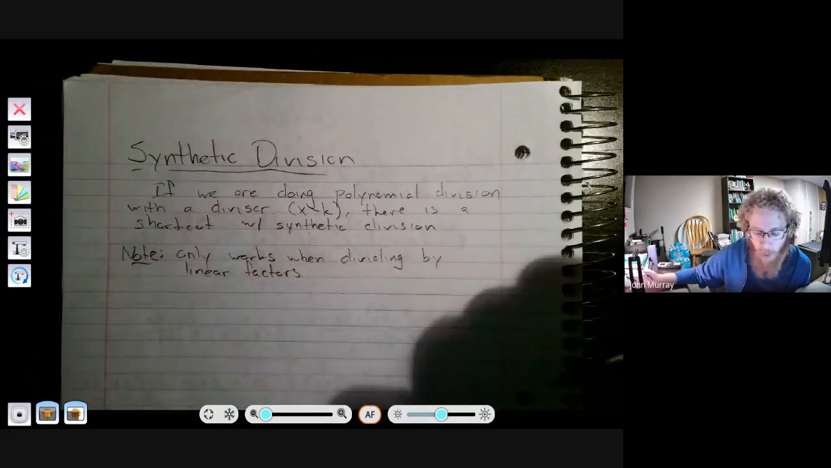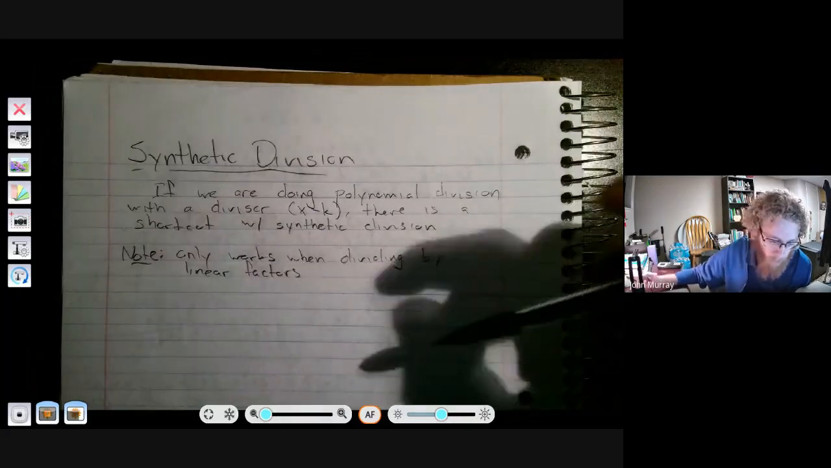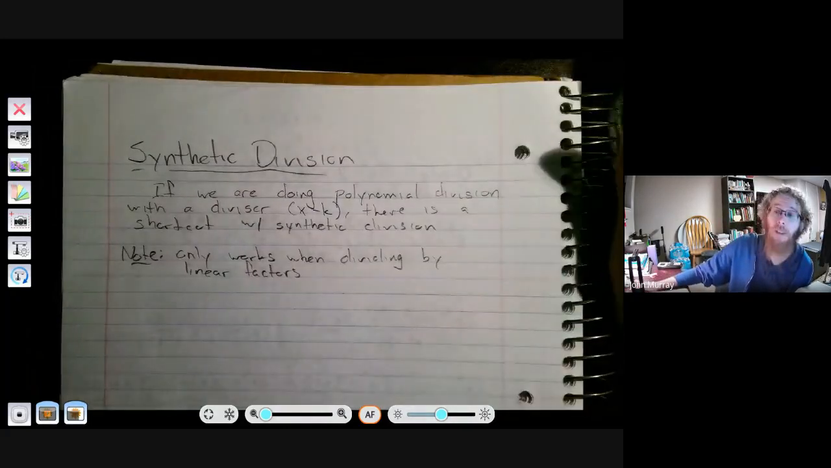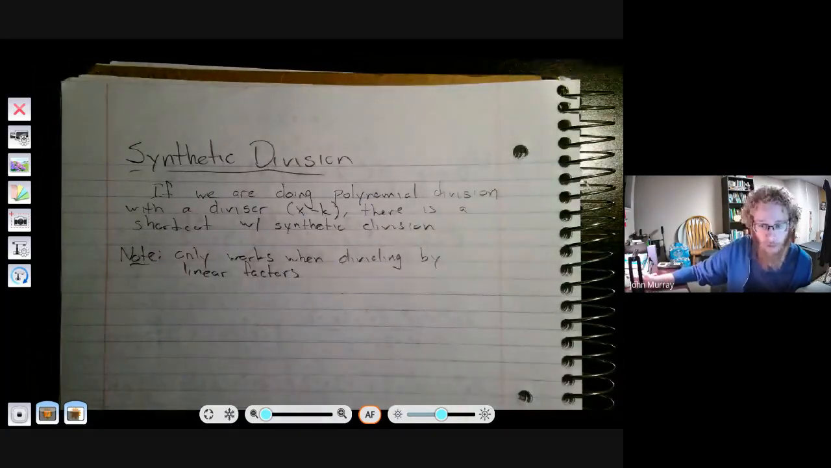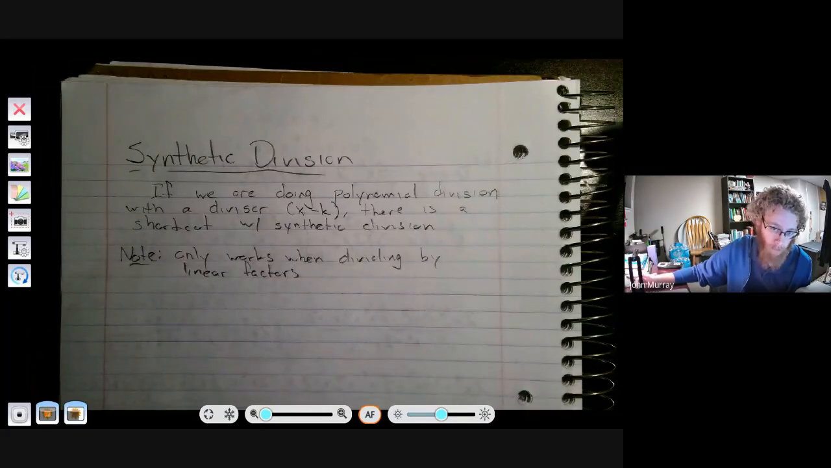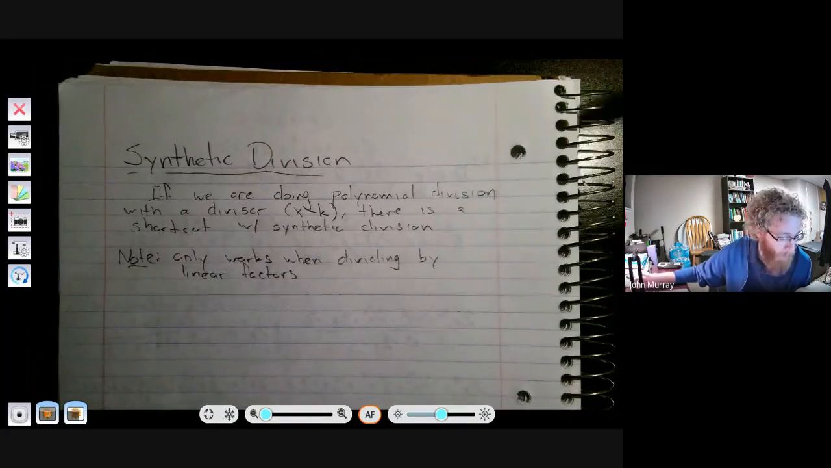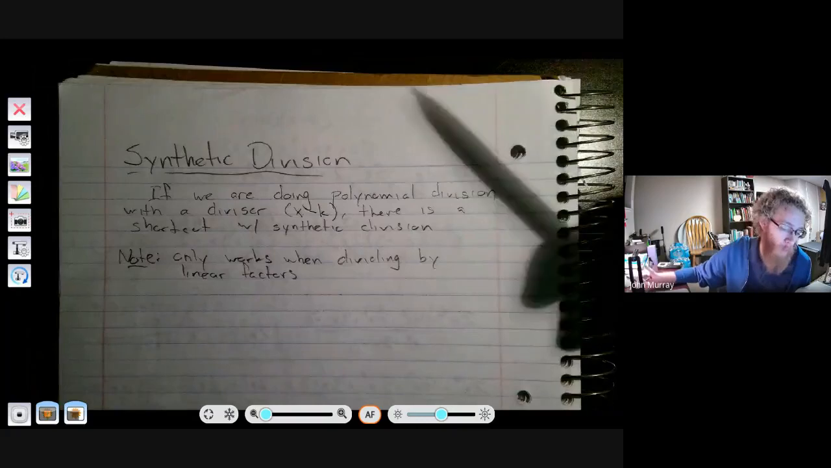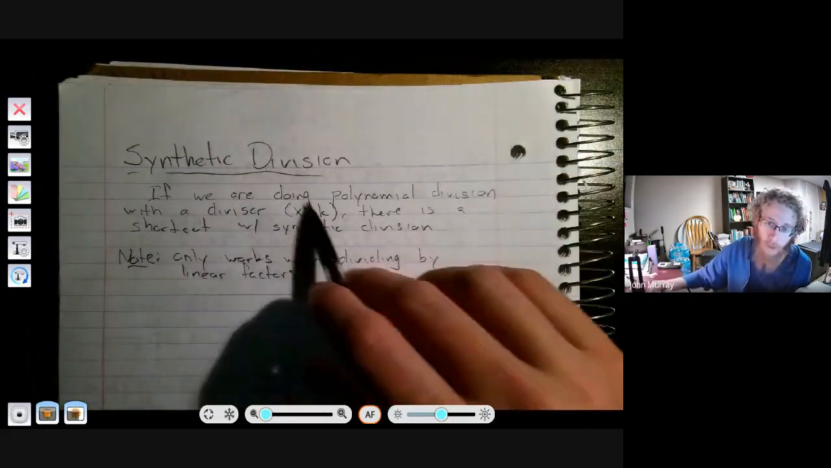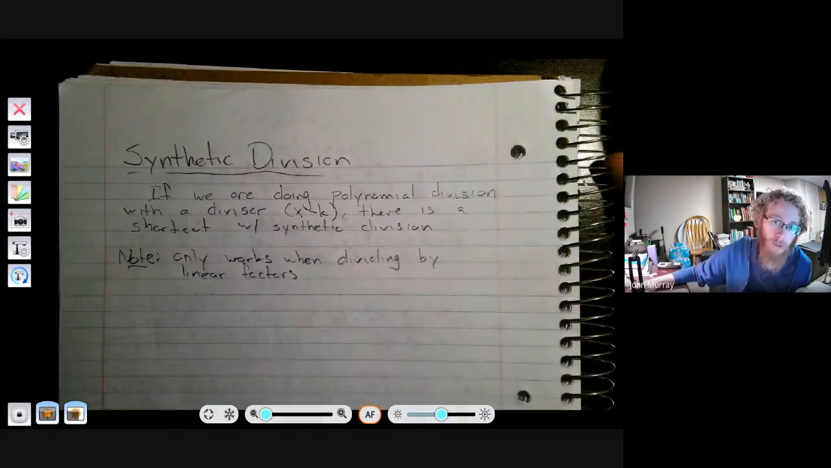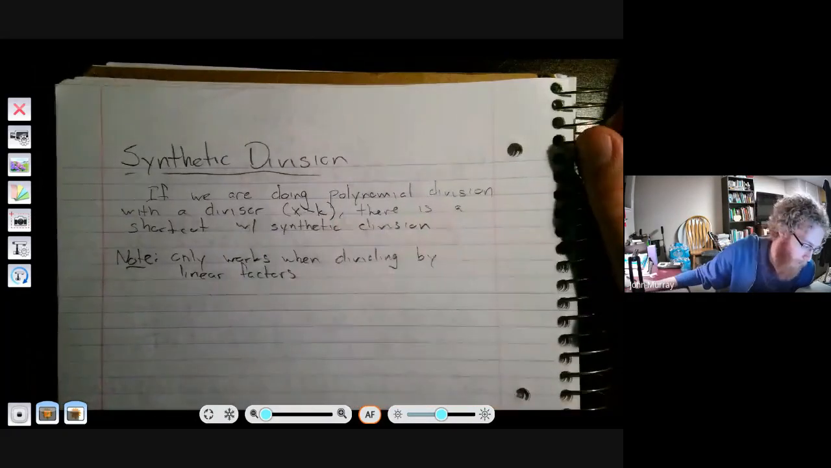If I had a problem like we had for the homework where it was x squared anything, as soon as you see that x squared, it's no longer a linear factor. You can't use synthetic division. You have to use long division. But luckily for us, if we're looking for zeros or solutions or factors, they're going to be linear, specifically x minus k.